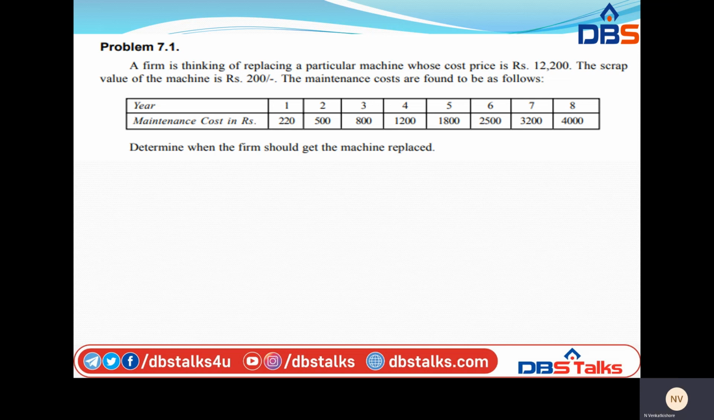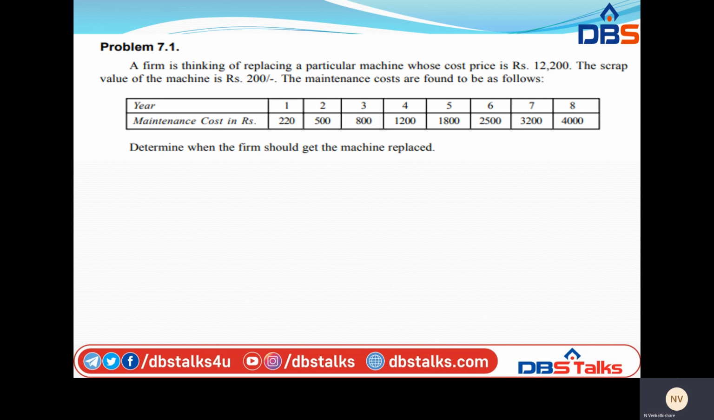Here a problem is there. A firm, that means a company, is thinking of replacing a particular machine. The company has purchased a machine at an initial cost of 12,200. The scrap value of the machine is 200. So what does scrap value mean? When we resell at any stage, at any stage the resale value.